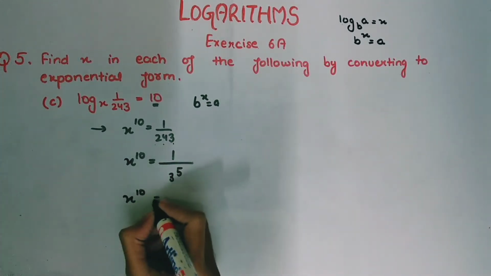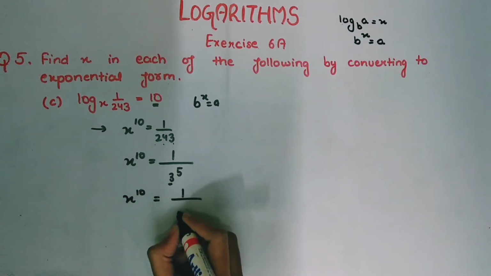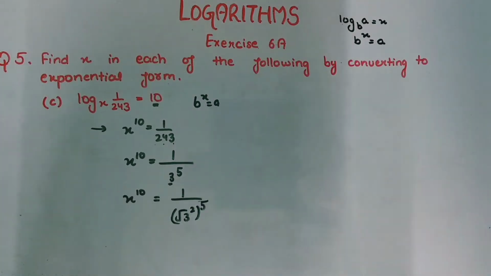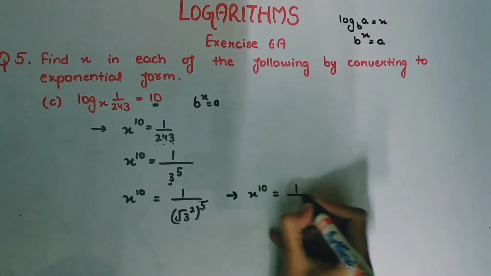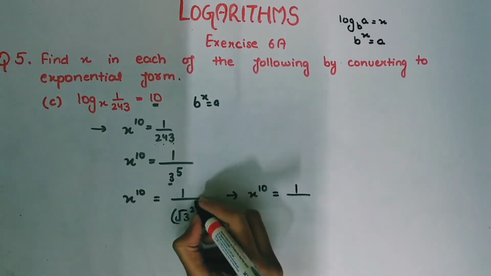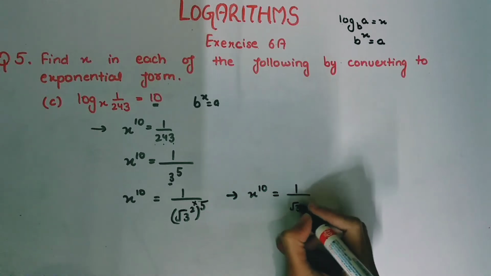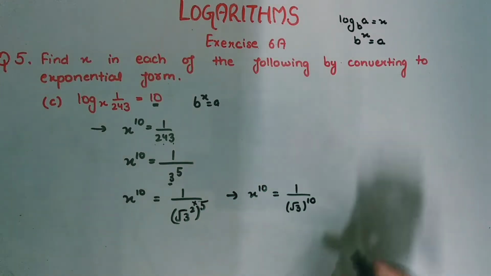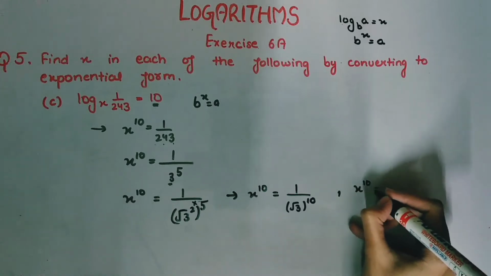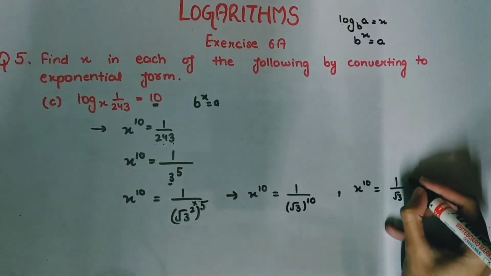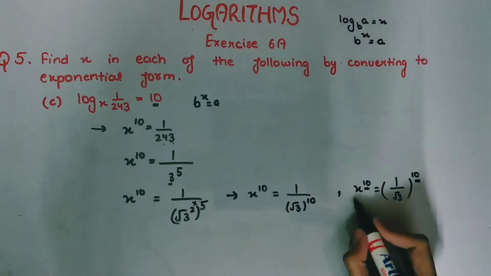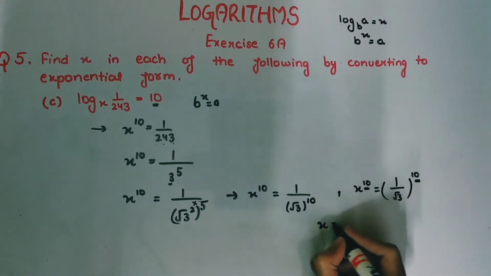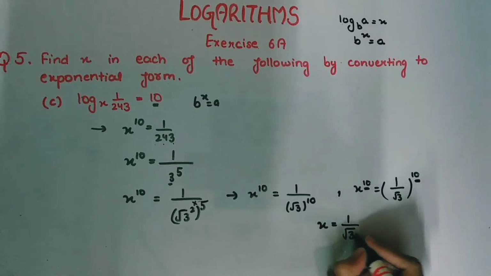x raised to power 10, which is equal to 1 divided by 3, can be written as √3 raised to power 2, raised to power 5. Okay, this is now x raised to power 10, which is 1 divided by, we know that these powers will get multiplied, that is √3 raised to power 10. x raised to power 10 is equal to 1 divided by √3 raised to whole power 10. When the powers are equal, the bases should be equal. That is x is equal to 1 divided by √3.